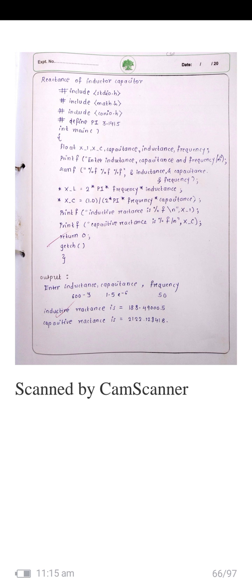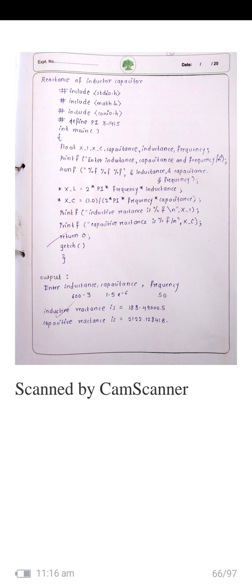Now start the programming of the inductor and capacitor. First, hash include stdio.h, hash include math.h, hash include conio.h. Then define the value of pi, 3.1415, this is the pi value. Then int main, opening curly bracket, there is float XL, XC, capacitance, inductance and frequency. Then printf, enter inductance, capacitance and the frequencies.